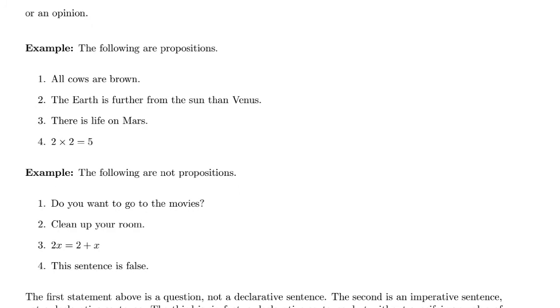Here are propositions. All cows are brown. Okay. Now, is that true? No, that's false. But because I can determine whether it's true or false, okay, that's a proposition. The Earth is further from the sun than Venus. That's true. There is life on Mars. Now, here's the interesting one. Well, I don't know. And the whole point of this question is here, whether you stand on one side or the other, whatever. There is life on Mars. I don't know. But it is either true or false. I might not know whether that's true or false, but I know that it is either true or false.